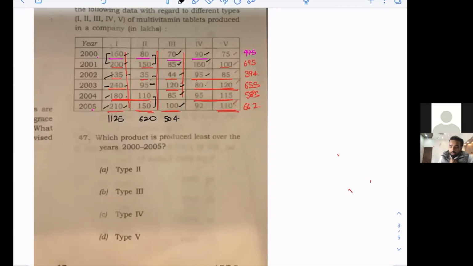345 plus 95. 345 plus 5 would make it 350. Plus 90 would make it 440. 440 plus 80 would make it 520. 520 plus 910 would make it 612. That's my answer. This would be 175 plus 85.